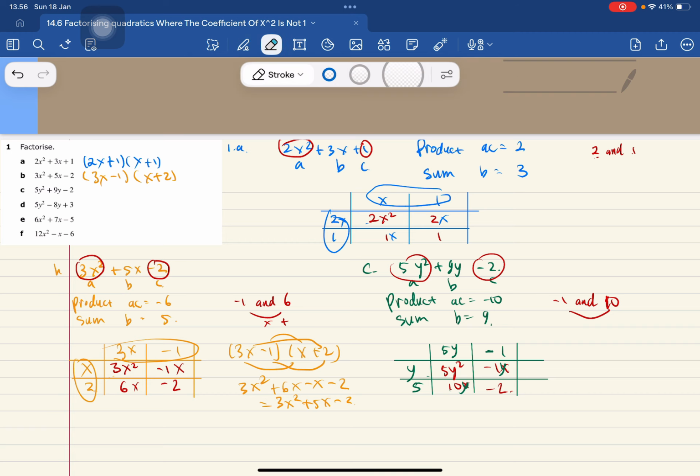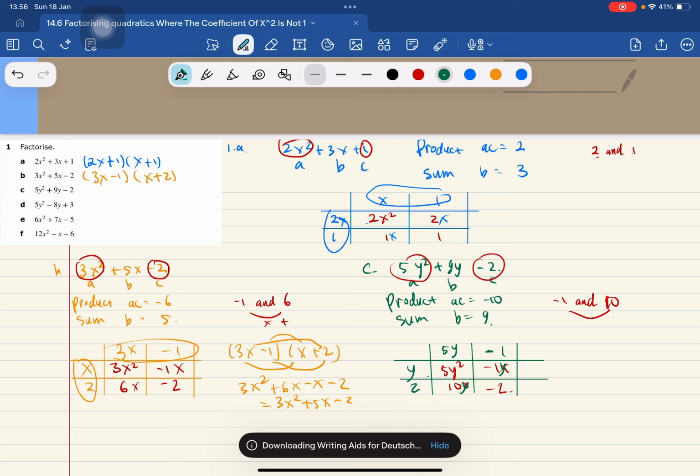It's not 5, it's 2. The highest common factor of 10y and minus 2 is 2. So we got it here: 5y minus 1 and y plus 2.